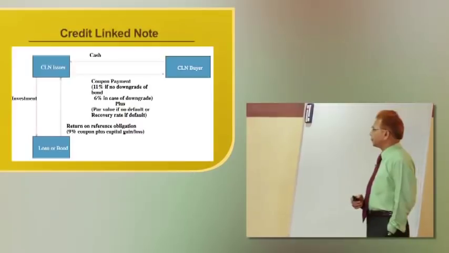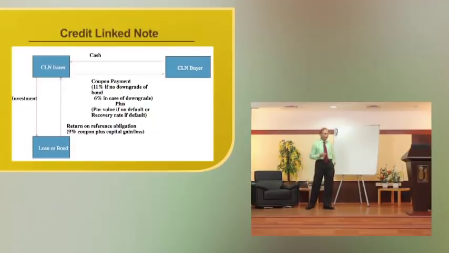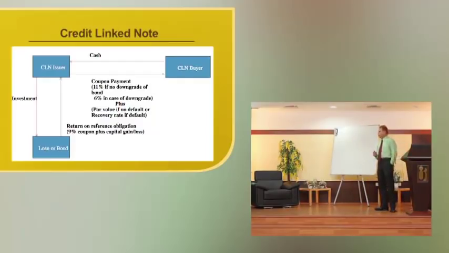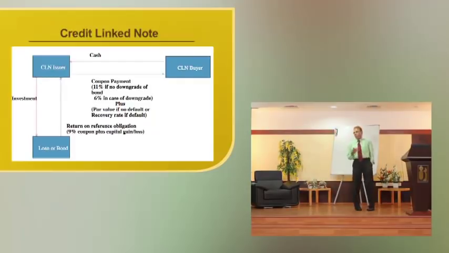Now the credit linked note. Here the issuer is the one who has already issued a loan or a bond, say with a return on a reference obligation, say 9% coupon plus capital gain or loss. That's the way the CLN issuer has made the investment. Having done that, since for whatever reasons it is not very comfortable with the credit quality of the bond, it may decide to look for a buyer of this credit linked note, who invests in this bond, but the coupon payment will depend on the quality of the original reference obligation. That's the loan or bond in which the CLN issuer has invested.